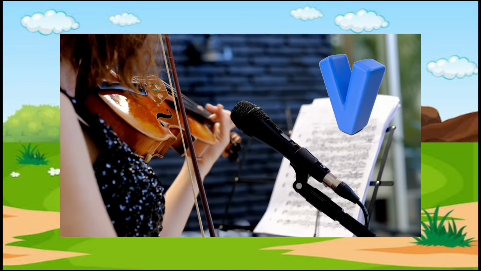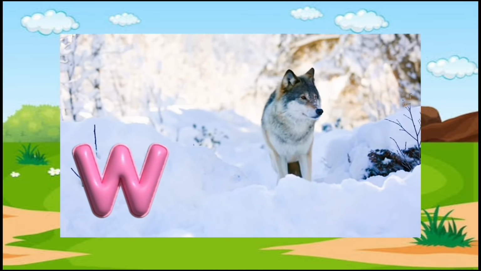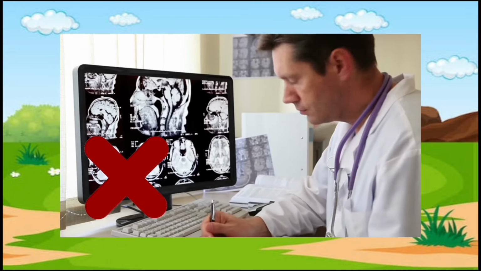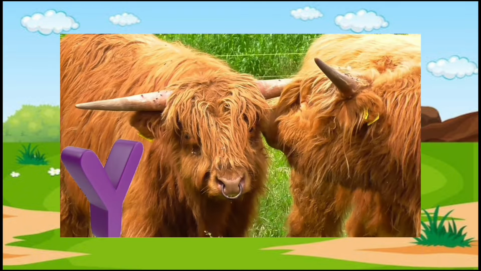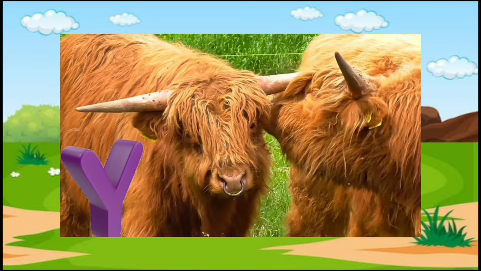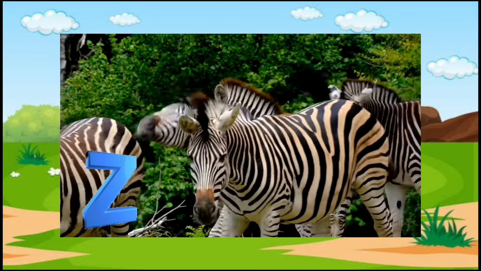V for violin, v v v. W for wolf, w w w. X for extra, x x x. Y for yolk, yo yo yo. Z for zebra, z z z.